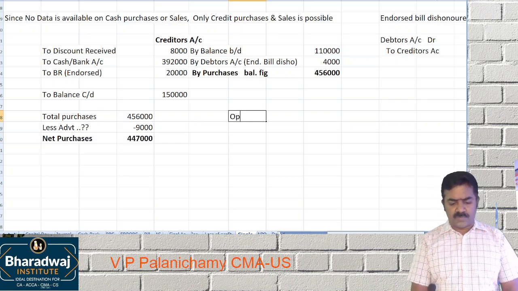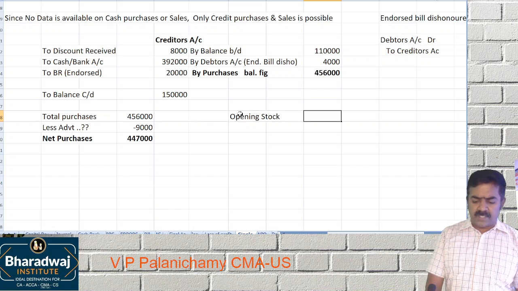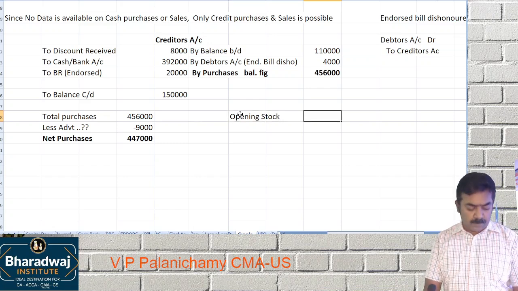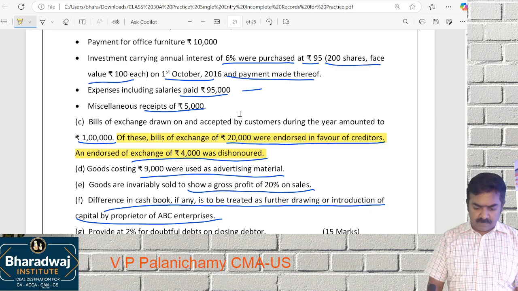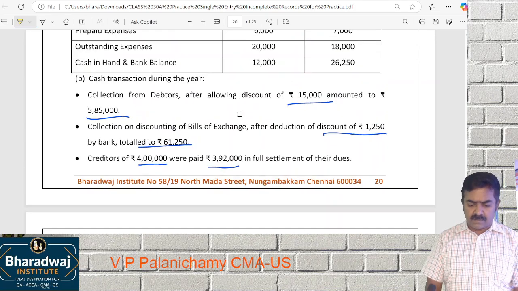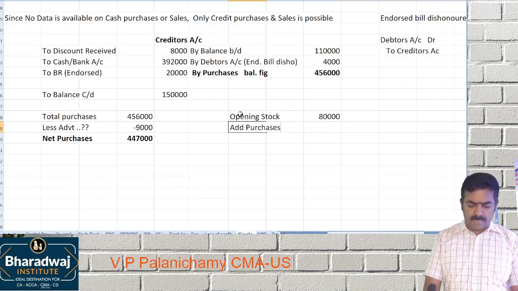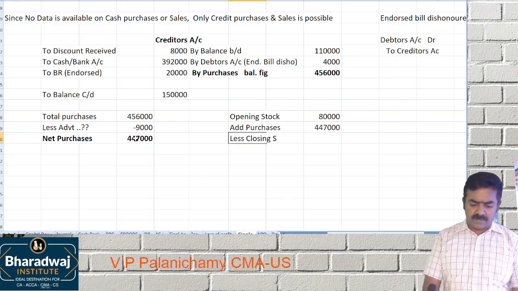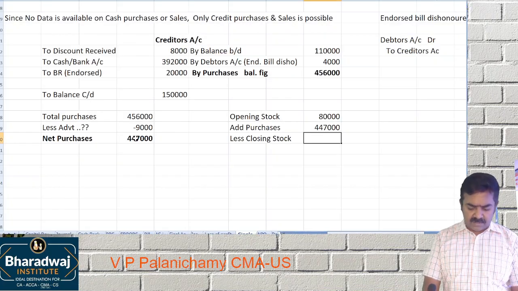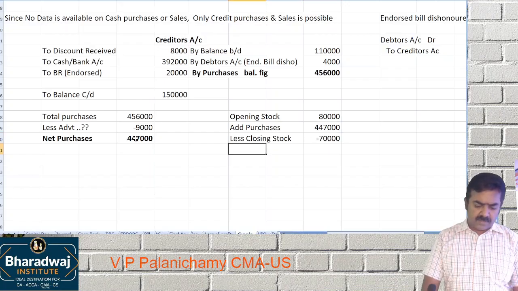How to work out cost of goods sold? Opening stock. What is opening stock given? Look at the base data. Opening stock given is 80,000. Add purchases. Purchases is not 4,56,000, it is 4,47,000. Less closing stock. No returns, etc. What is the closing stock given? 70,000. This will give us cost of goods sold.